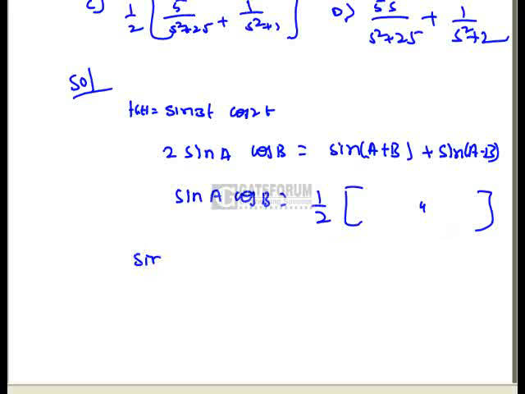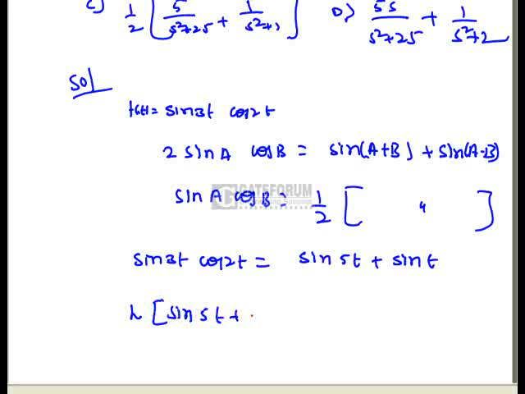Now I am converting this. So sine 3t cos 2t equals 1 by 2 times sine of a plus b, that is, with a equal to 3t and b equal to 2t, 3t plus 2t, that is 5t, plus sine of a minus b, that means sine t. Now we have to find the Laplace transform of sine 5t plus sine t.